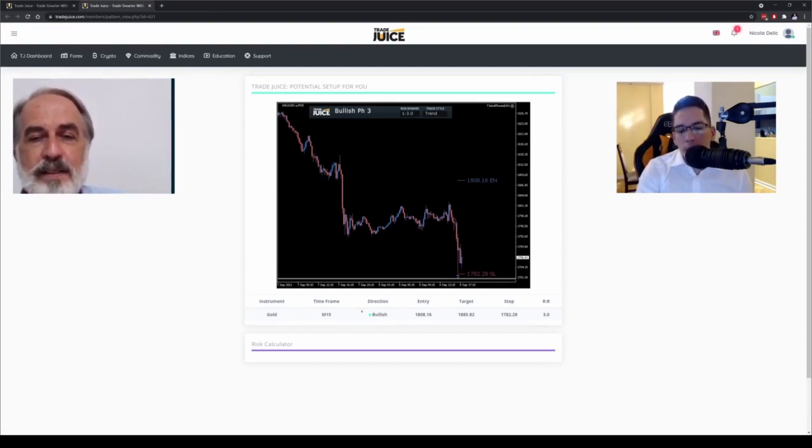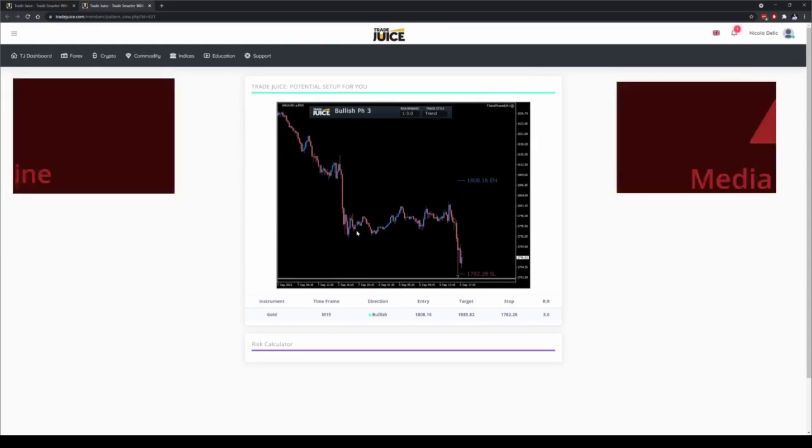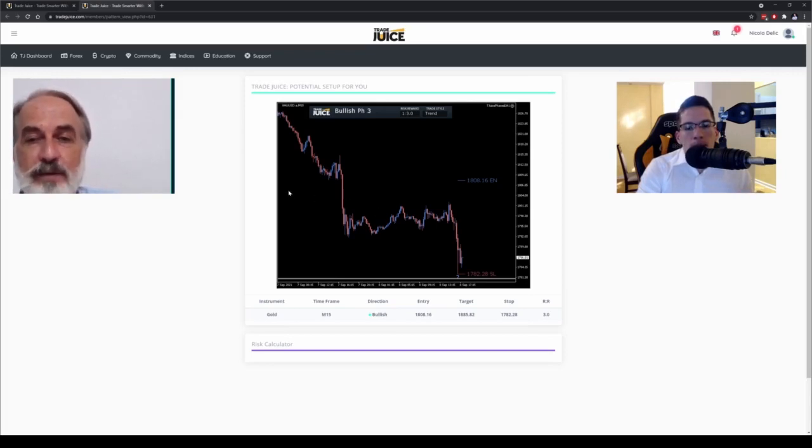So just to be clear, Nicola, this is just an image, but you're not trading on somebody's platform. This is all just directions, where to enter, what the chart would look like when you open it up on your own MT4 platform.